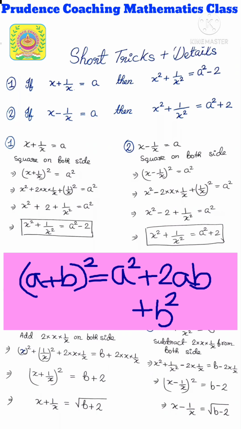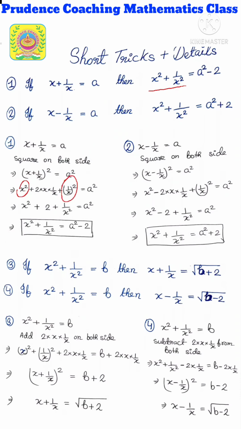Now in the question we are asked to find the value of x square plus 1 by x square. Here we have x square and here is 1 by x square. So leaving this, we will take everything else on the right hand side. Before that, we have 2 into x into 1 by x, so we can cancel this x and this x, and ultimately we are left with 2. Taking this 2 to the right hand side, we get x square plus 1 by x square equals a square minus 2. So finally we have derived this formula.